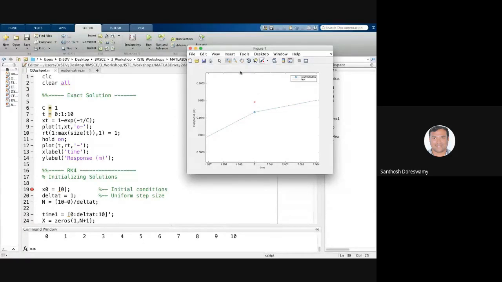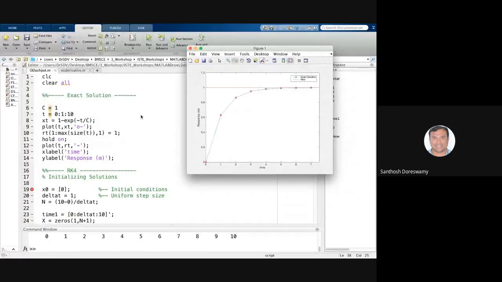We should be happy that we have at least got the trend in the graph depicted by the exact solution. So we have a match of the exact solution points at equal time steps and the corresponding points computed from the RK4 technique.